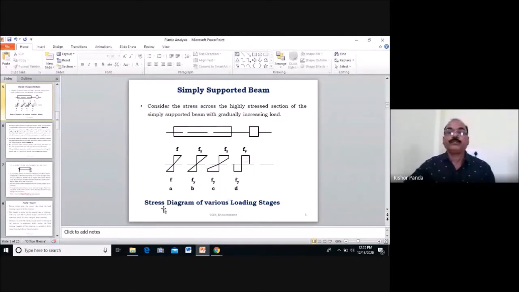So this is the stress diagram at various loading stages. This is before the elastic limit, this is at the elastic limit at the yield point, this is after yielding, and this is full yielding of the section.